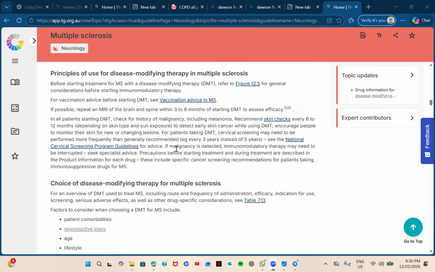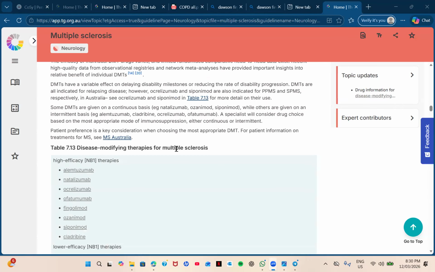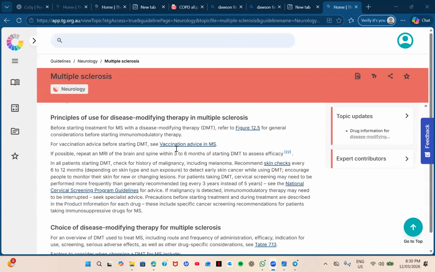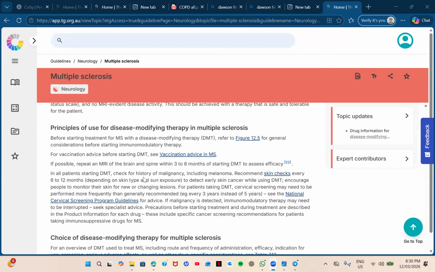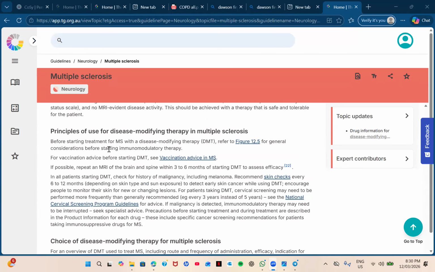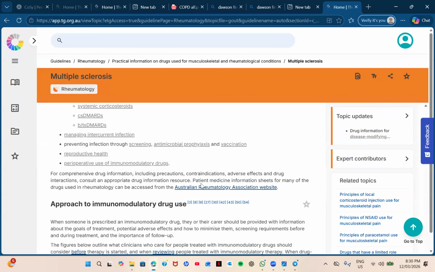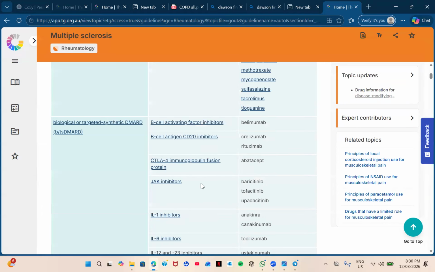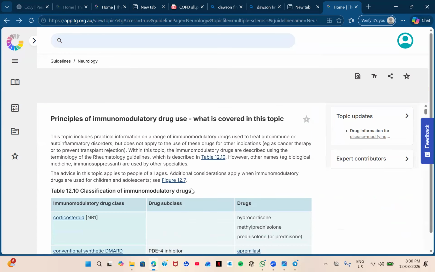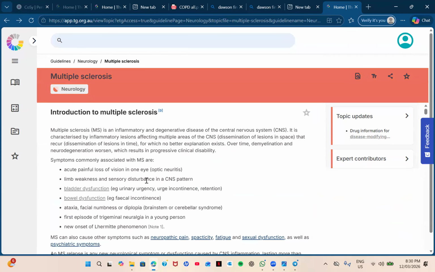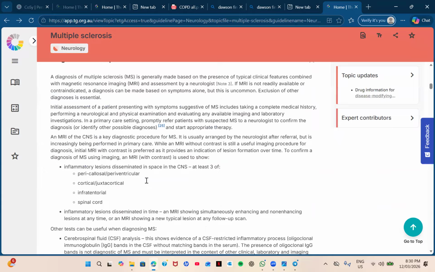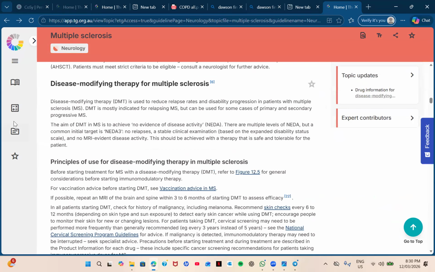So here, disease modifying therapy. Here the principles of use of disease modifying therapy in multiple sclerosis: before starting treatment of MS with DMT, what you should refer. Okay, no need to read everything. Just simply remember these things. Yes, we have discussed that.